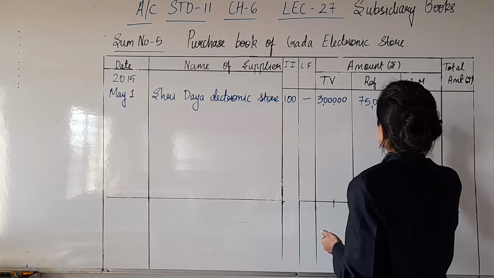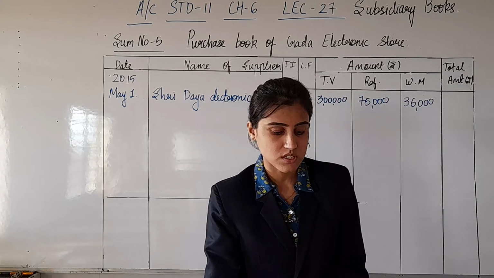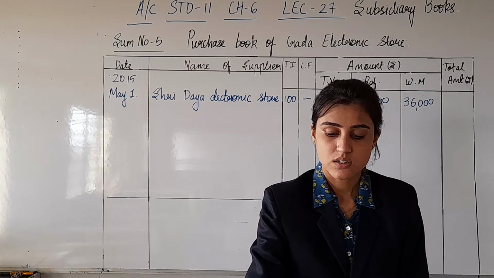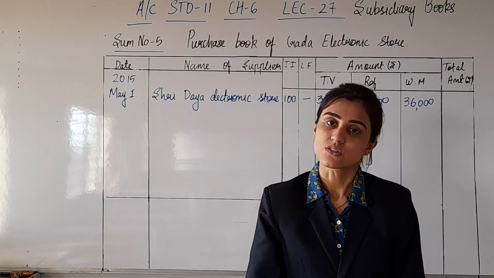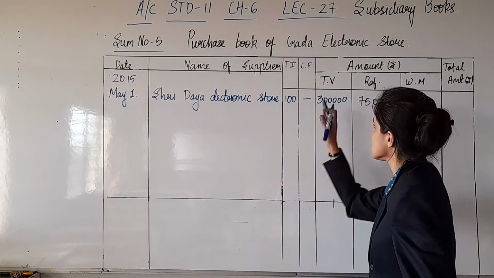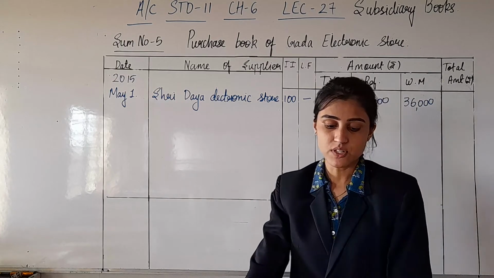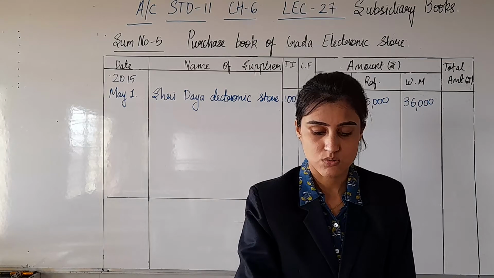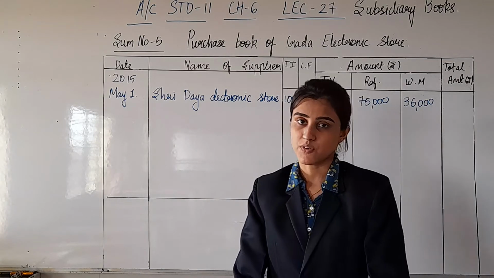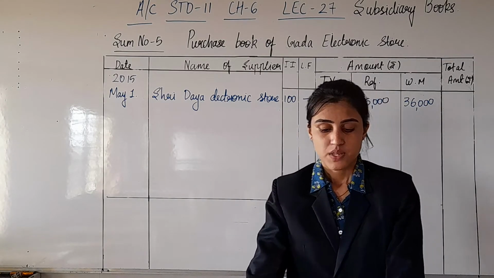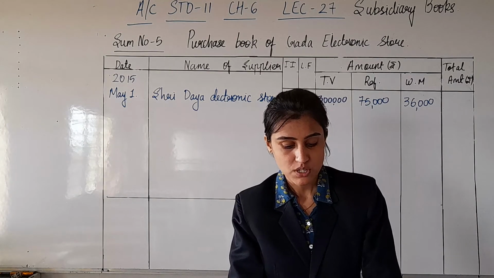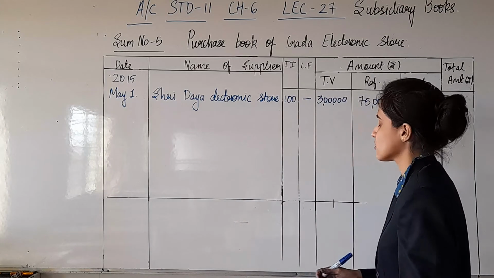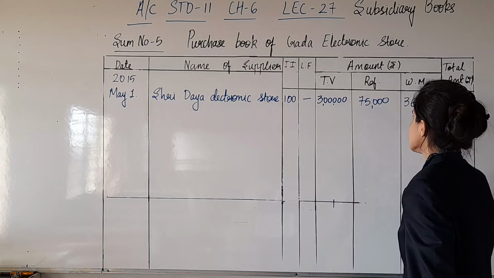TV, refrigerator and washing machine, let us cross check the amount once. 10 TVs at 30,000, so 10 into 30,000 is 3 lakh. Then refrigerators have been purchased, so 5 into 15,000 gives you 75,000. Lastly, about washing machines, 2 washing machines have been purchased, each of 18,000. So 2 into 18,000 is 36,000.